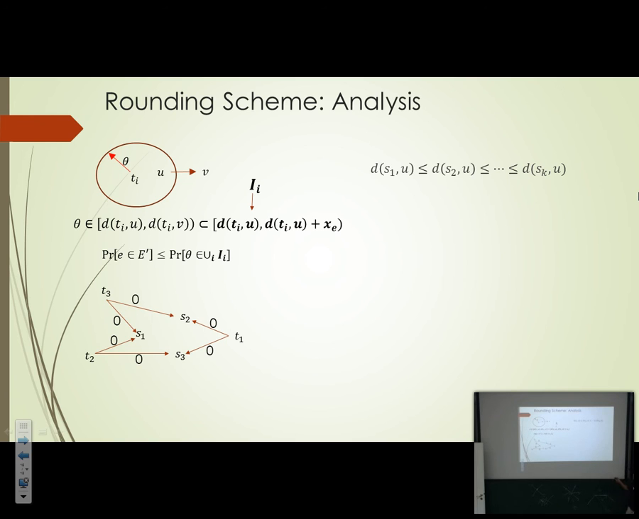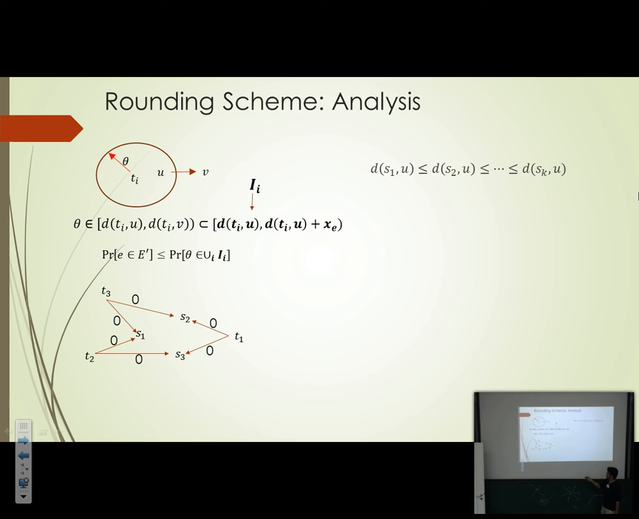Let's consider the distance from S1 to U, S2 to U, and so on. Rename the terminals such that the distance from S1 to U is smaller than the distance from S2 to U, and so on. Note that here we are considering the distance from the original terminals S1, S2 to U.